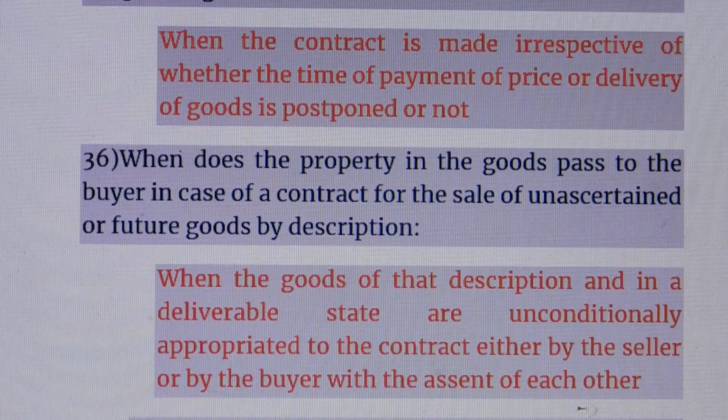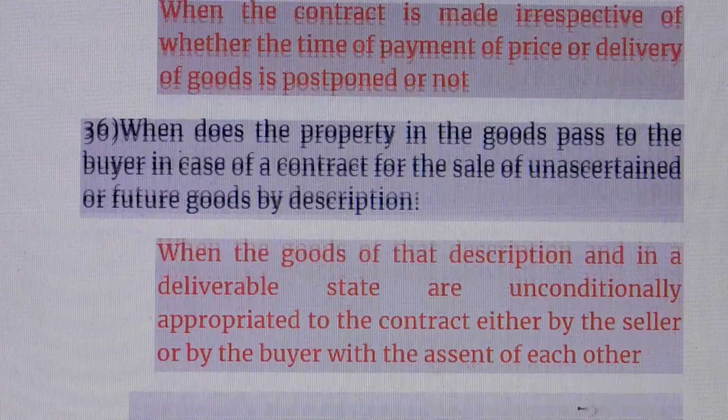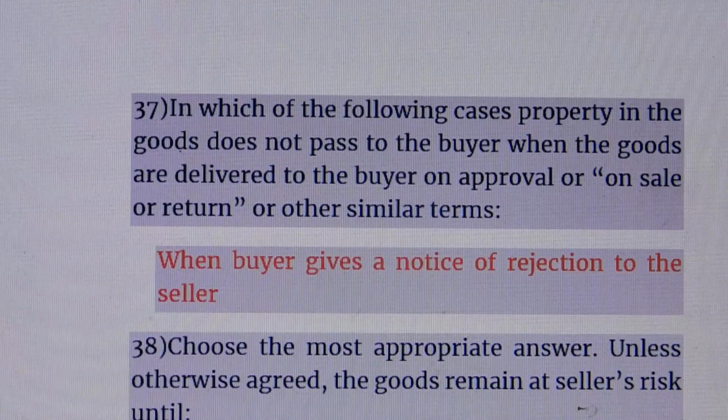Question number 36. When does the property in the goods pass to the buyer in case of contract for sale of ascertained or future goods by description? Answer is when the goods of that description and in a deliverable state are unconditionally appropriated to the contract either by the seller or by the buyer with assent of each other. Question number 37.